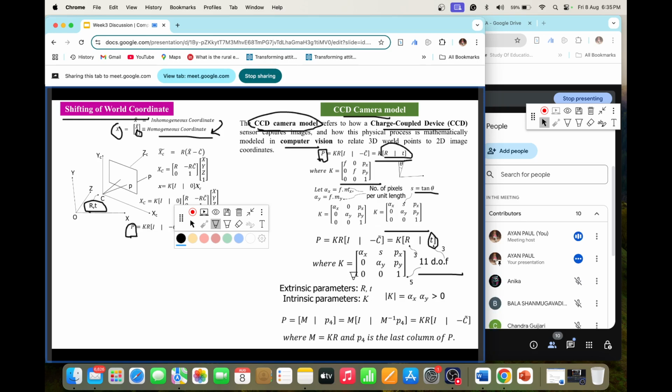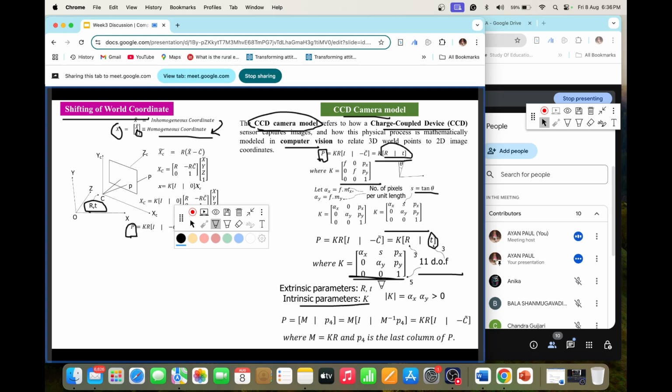Whenever we are talking about the K matrix, the camera calibration matrix, these parameters are internal or intrinsic parameters. That means they are decided only by the camera. That is why the K matrix has all these intrinsic parameters, and there are 5 of them. Similarly, extrinsic parameters are formed by the rotation and translation of the principal plane. So the extrinsic parameters are 6.